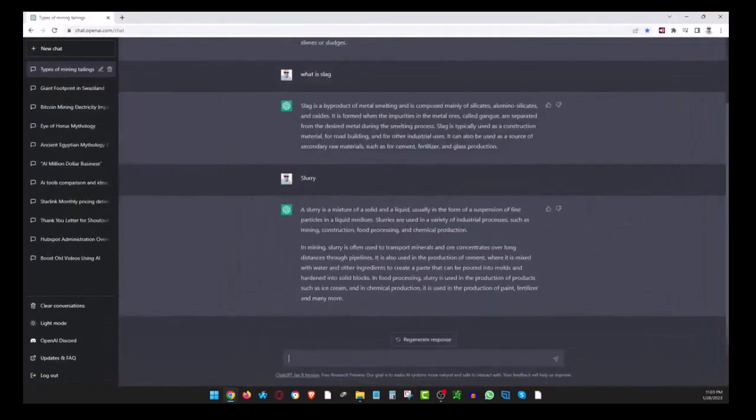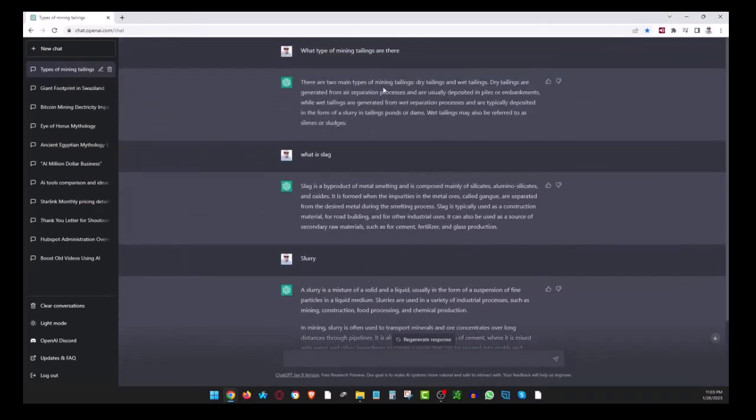I was doing a little research using ChatGPT, and it said a slurry. Well, I said, what's slurry? I didn't even say what. I said, what is slag? Because I kind of got confused. And I asked the original question, what type of mine tailings are there? And it said there's two main types, dry and wet. Dry tailings are generated from air separation processes and are usually deposited in piles or embankments. Piles, dry. Okay, wet are generated from wet separation processes and are typically deposited in the form of a slurry in tailings ponds or dams.